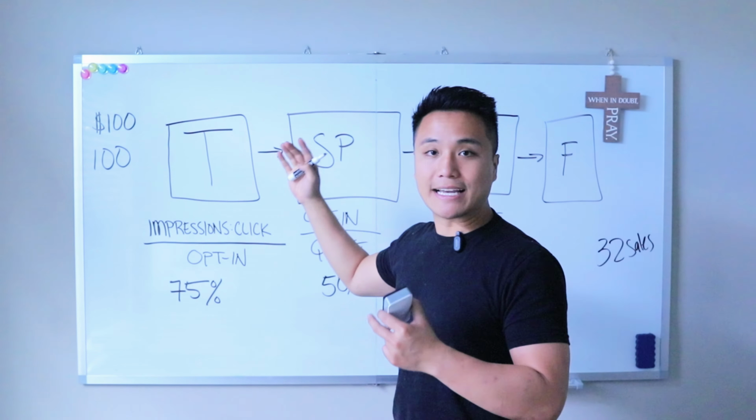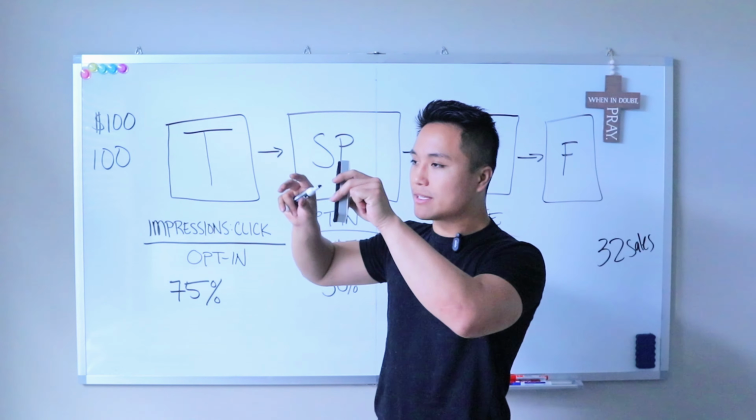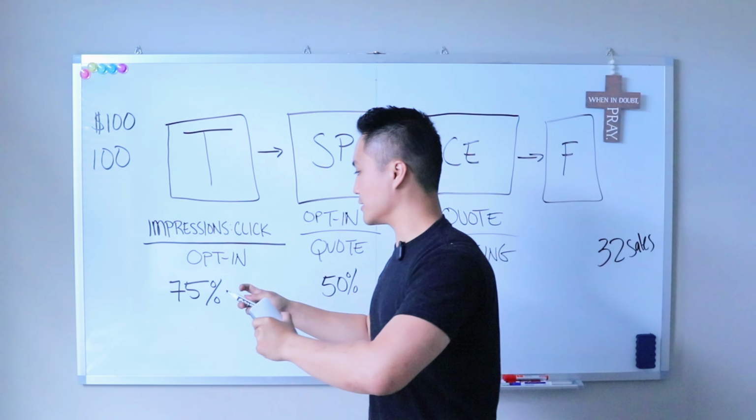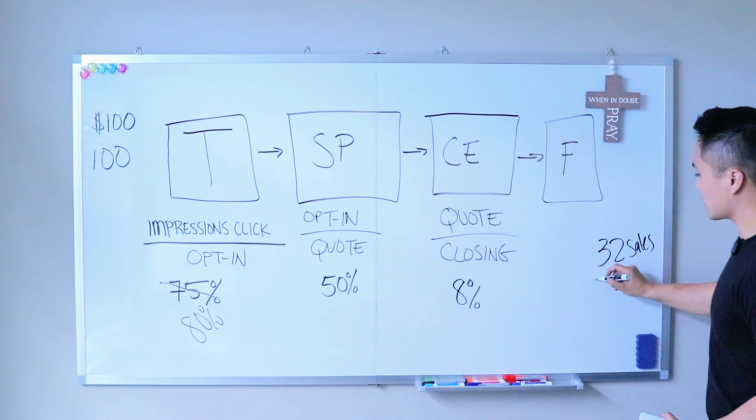If you chose to increase the conversion rate, let's say on your website, you switch some things around and now your conversion rate is a lot higher. More people opt in and actually give you their information. It goes from 75% to 80%. What that gets you is 33 sales.